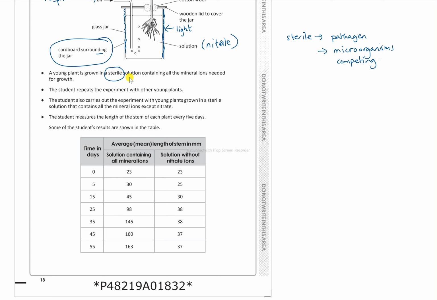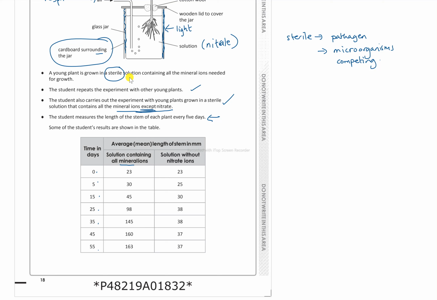Right. The student repeats the experiment with other young plants, also carries out the same experiment, but without nitrate. Then what they do is they measure the stem of each plant every 5 days. That's fine. So you've got 0, 5, 10, 15, 20, all the way to 55 days.